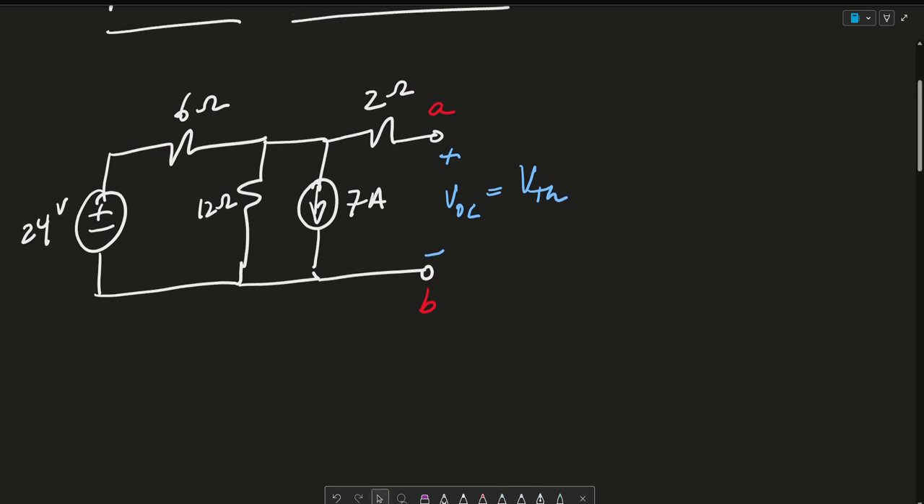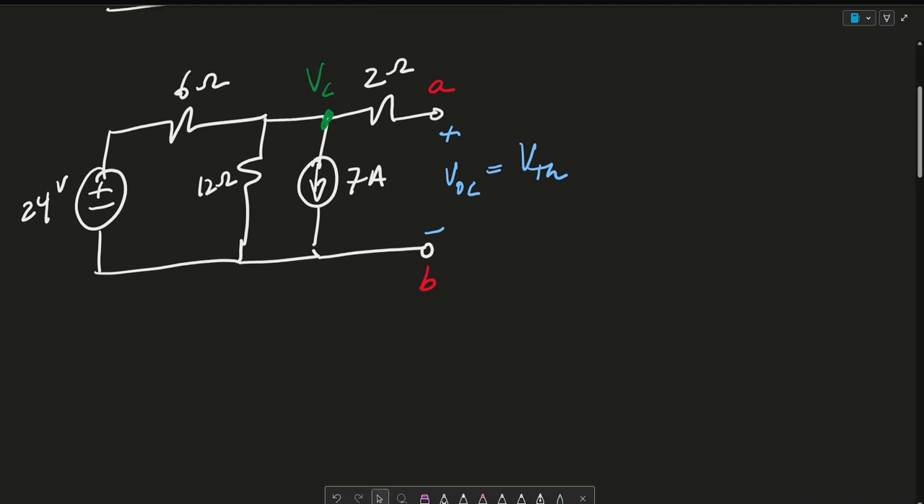Now, to find VOC, I'm going to do a nodal analysis across this terminal here. So I'm going to say that this here is VC. And remember, in nodal analysis, you can define your currents. So this is I4, this is I3, this is I2 and this is I1. Again, remember, VC is this entire node, so it's the currents being pumped out of that node. And I1 plus I2 plus I3 plus I4 all have to equal 0.